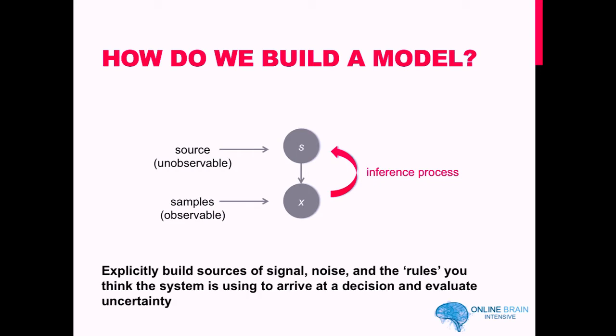You define the source, or the signal. You define how the samples relate to that source, so what kind of noise is involved. And then you also define the rules that you think the system is using to make that inference, to arrive at the decision, and then also potentially to evaluate the uncertainty in this process. So we want to know how to build one of these models in an actual simulation.